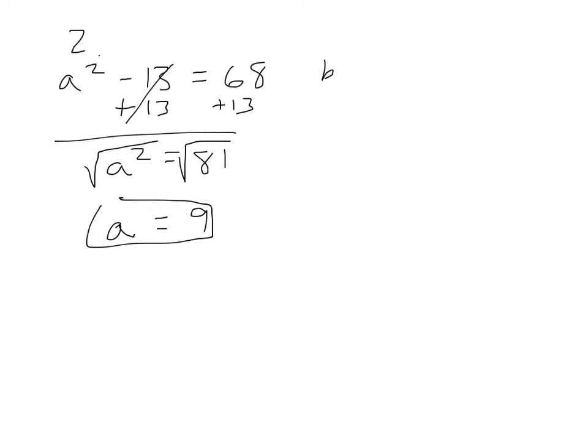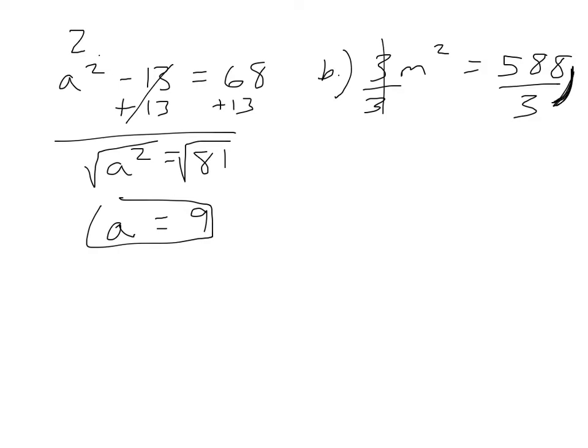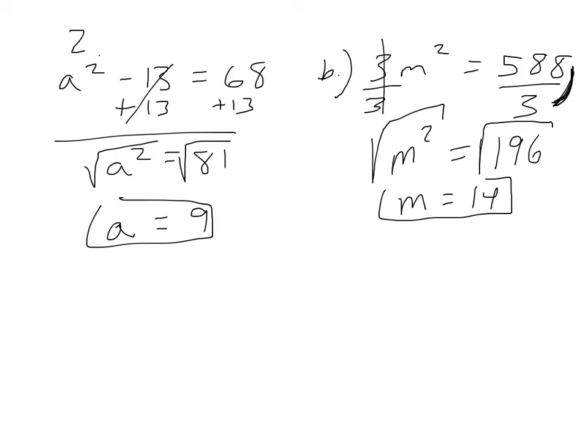Okie dokie. For B, 3m squared equals 588. To get m by itself, we divide 3 on each side. Now, since I don't know the square root of 3, wouldn't it be great if these numbers could divide? 588 and 3. They can. I think it's 196 today. M squared. You were looking for just m, so let's square root it. Let's square root over here, and we've got m equal to 14. Cool. Keep going.